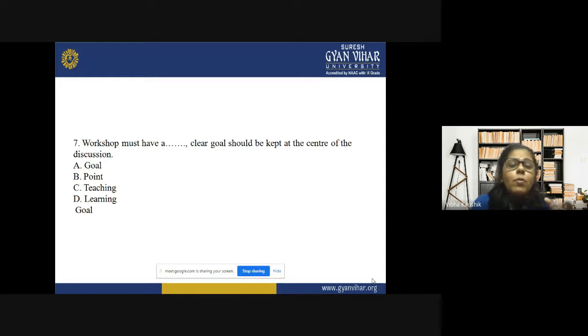Now, what must a workshop have? A, goal, it should have a goal. B, point, it should have a point. C, teaching, it should have a teaching, or D, learning. Now, these are the options, students. Now, you have to select the correct one on the basis of the given choices, and the correct answer is option A.